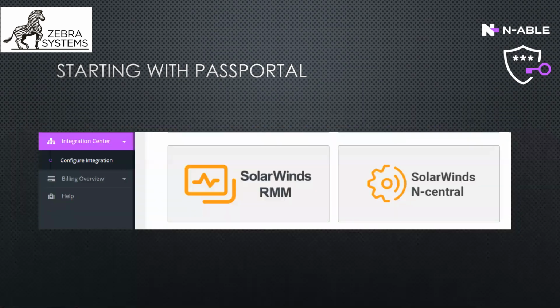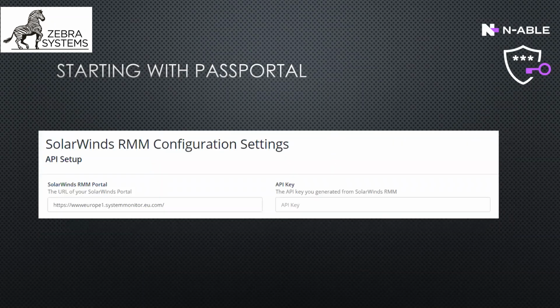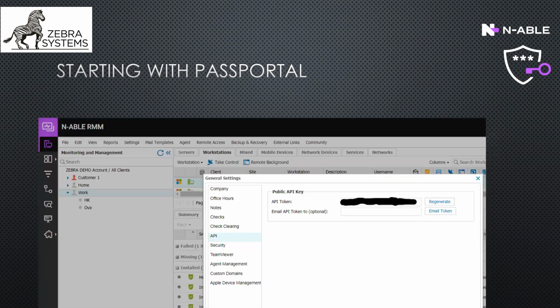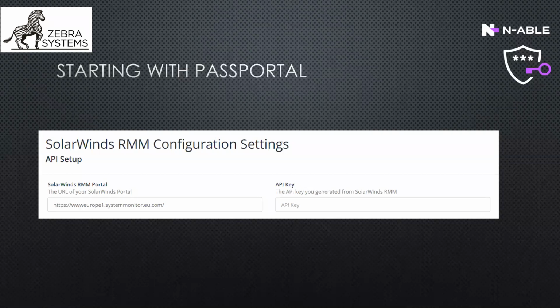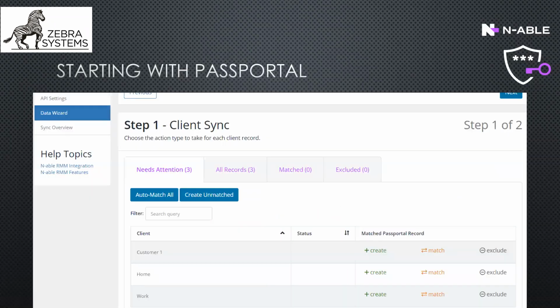So if you open integration center and you already use RMM, then there's good news for you. You can simply enter the address you see here. It's the address you will use to access RMM, and it's the same for everyone in Europe. And then there's the API key. You just switch to RMM, click on settings, general settings, and click on generating API token. Once you have that, you copy it, enter it here, and that's all you need for synchronization.